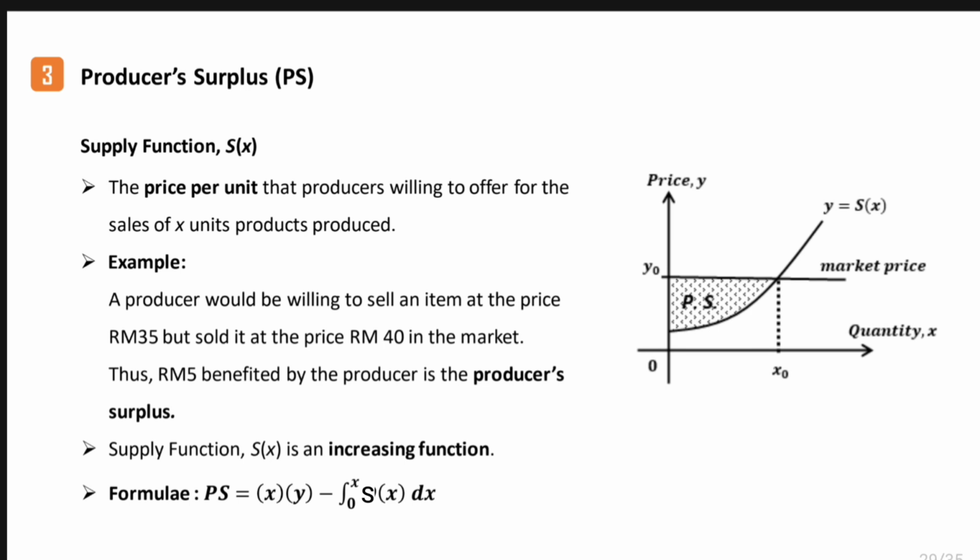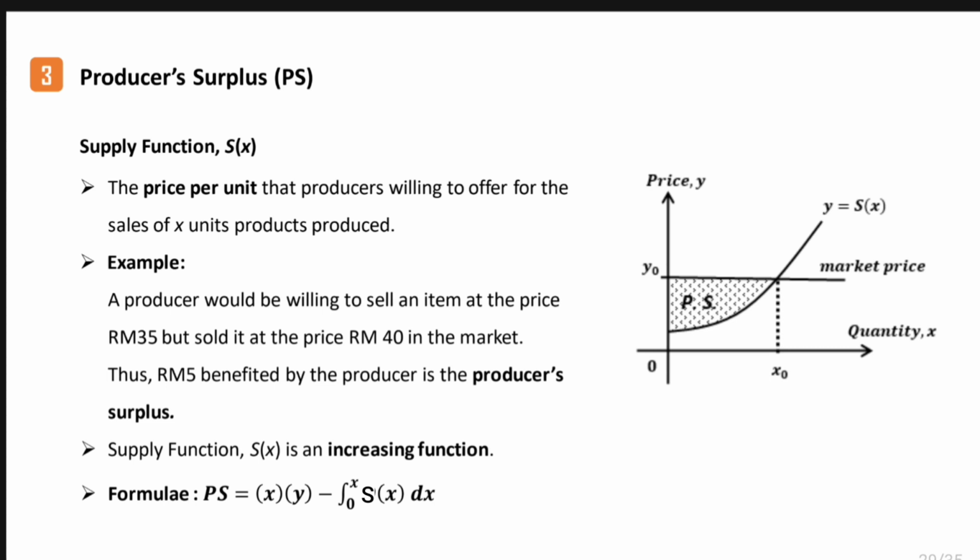Next, we continue with producer surplus, PS, or in other words, lebihan pengeluar. For producer surplus, we use the supply function, S(x): the price per unit that producers are willing to offer for the sales of x units of products produced. Example, a producer will be willing to sell an item at the price RM35 but sold it at the price RM50 in the market. Thus, RM15 benefit to the producer is the producer's surplus. And the supply function is an increasing function.